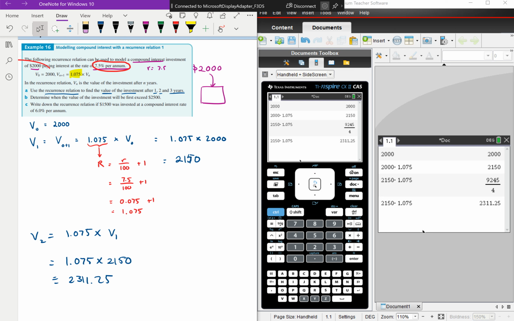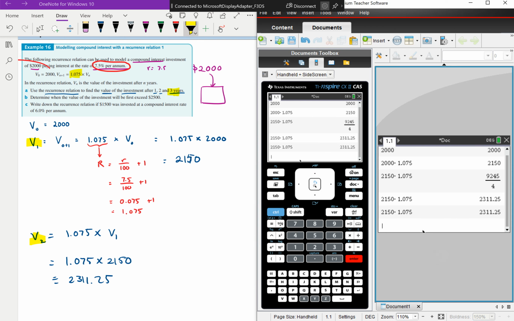So, here we go. If you want to find V3 now, same thing. So we've got year 1, we've got year 2. To find year 3, on my calculator, press enter again. Very quickly. Here we go. So this is my year 3. I've just pressed enter for each one.